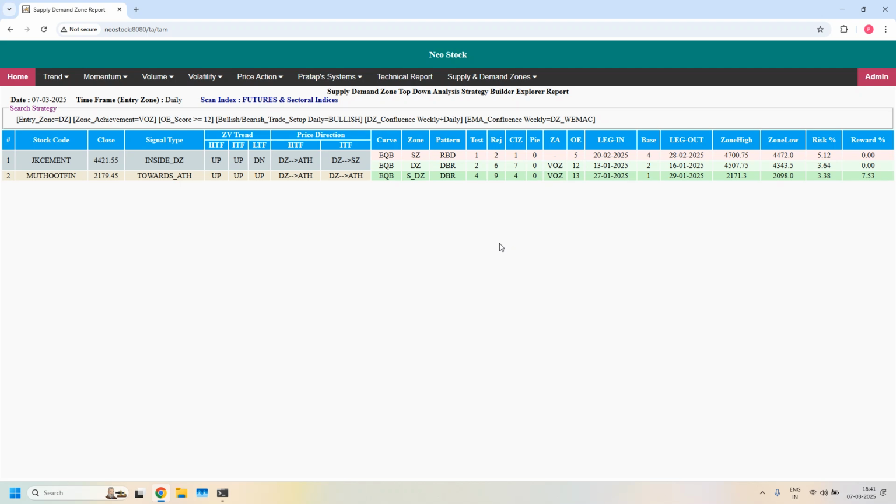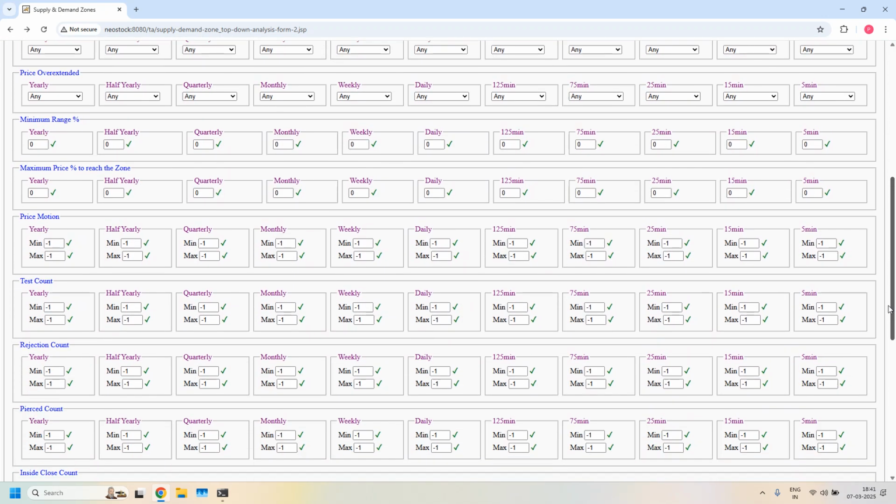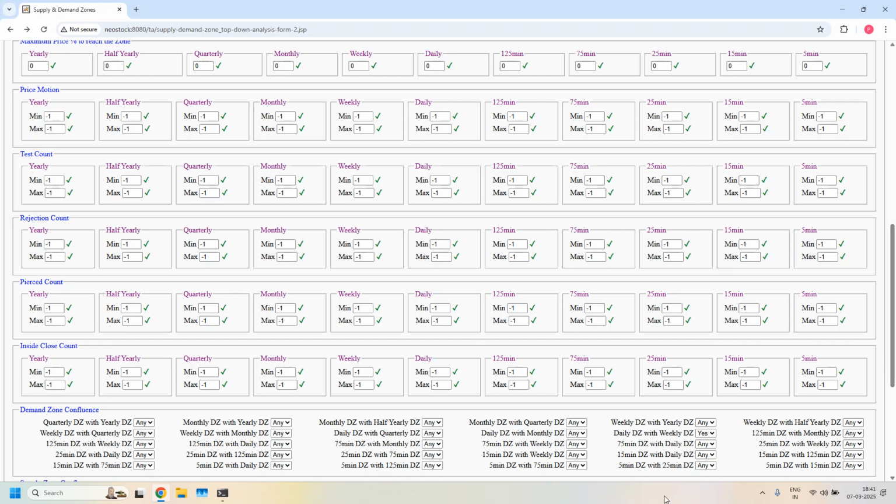Next, LTF, ITF and HTF demand zone confluence supported stocks. Let us identify. I am removing the EMA filter. In the demand zone confluence, we should set 3 filters. First filter is already enabled, daily with weekly demand zone confluence. Second filter, daily demand zone with monthly demand zone confluence. Third filter, weekly demand zone with monthly demand zone confluence. With all the 3 filters, we can identify LTF, ITF, HTF demand zone confluence.